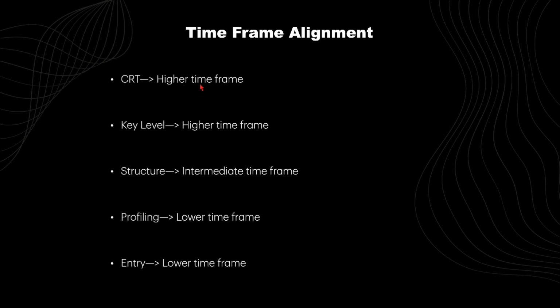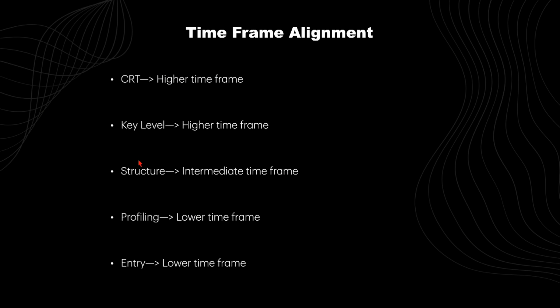Now the higher time frame is going to be used for 2 functions, for finding CRT and for finding key levels, and then combining them together and integrating them together. That's what the higher time frame is going to be used for. Then we have got the intermediate time frame, on which we'll determine structure and order flow.